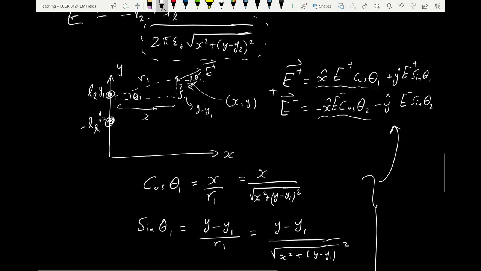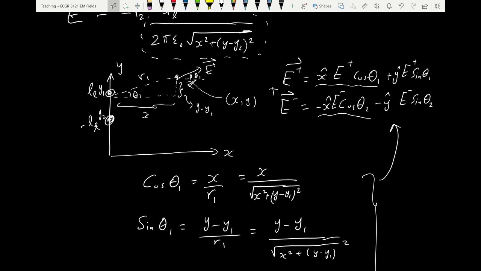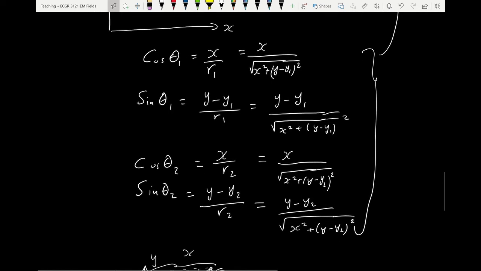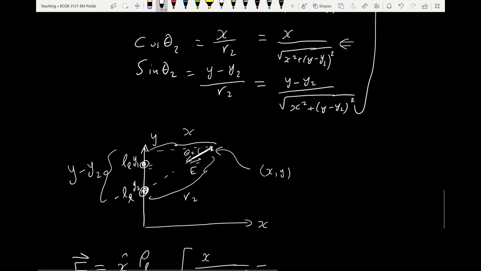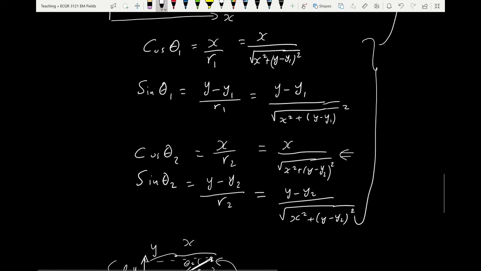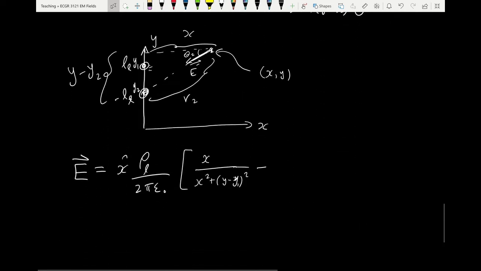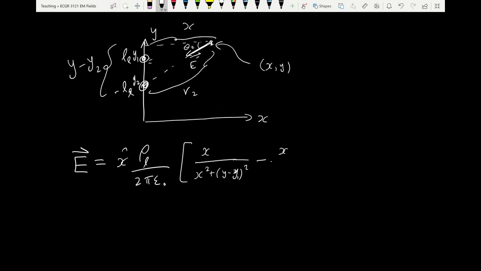Minus cosine theta 2, which is this term here, which is x over the square root. Again, the square root cancels, so it becomes x over x squared plus y minus y2 squared. I can take the x out, of course, so I end up with this term. So this is the x hat component, then the y hat component is the same thing.